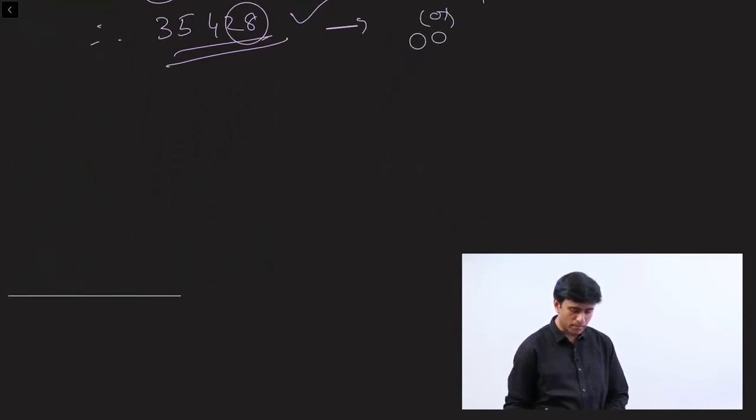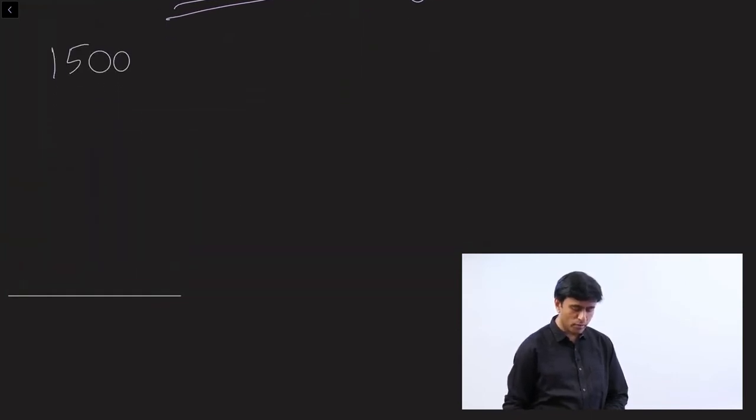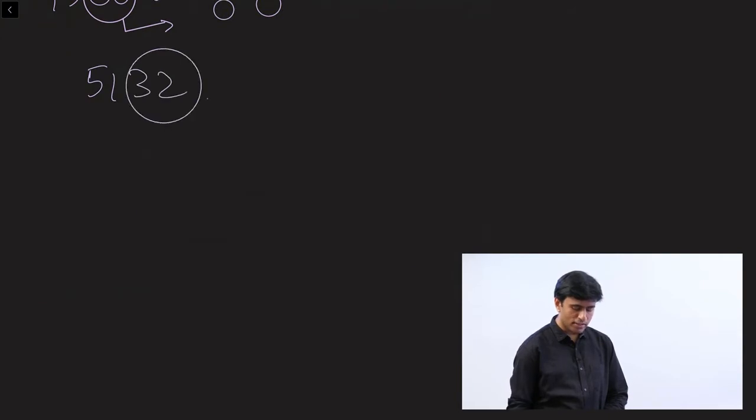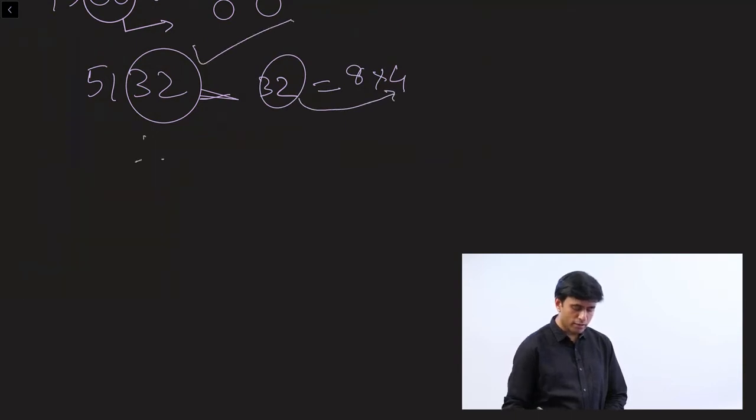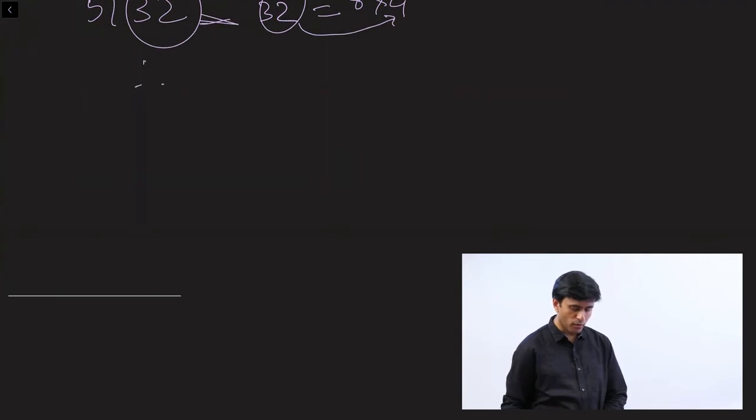Let's take another example. How about 1500? Is this number divisible by 4? Yes, it is, because the last two digits has double zero. How about 5132? The last two digits, 32, is 8 into 4. 32 is a multiple of 4. Therefore, 5132 is divisible by 4.